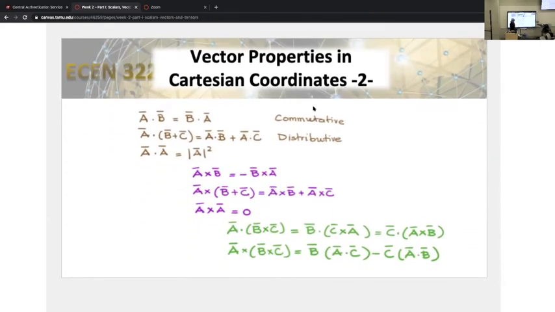Okay, other important properties. Of course, commutative relation, all right? So you can change the order in the inner product all the time. It does not matter how many vectors you have in a product, you can change their order. And then of course distributive, all right, here. And of course this one. So this is important for the inner product, okay?